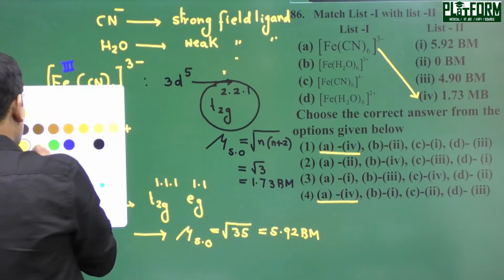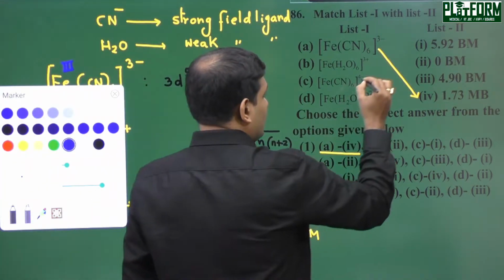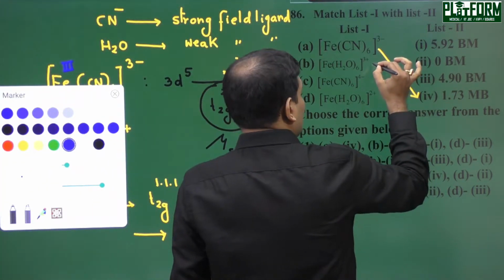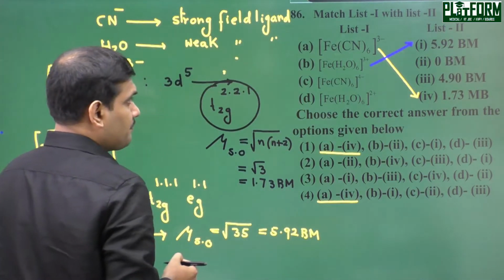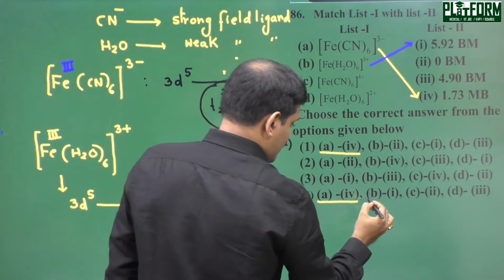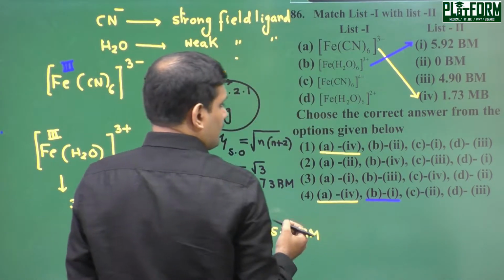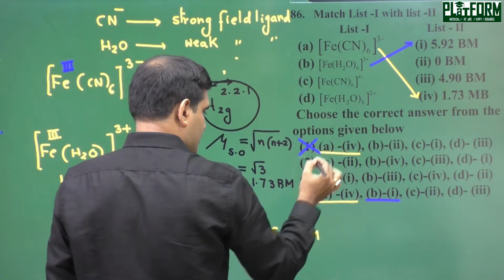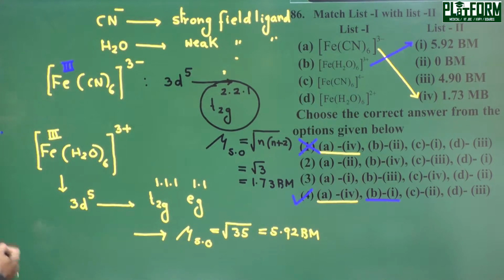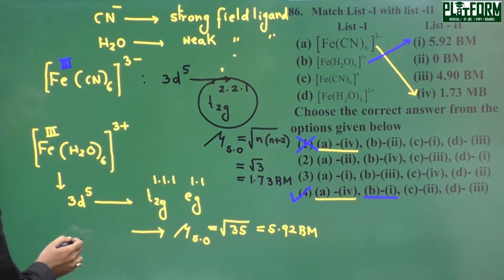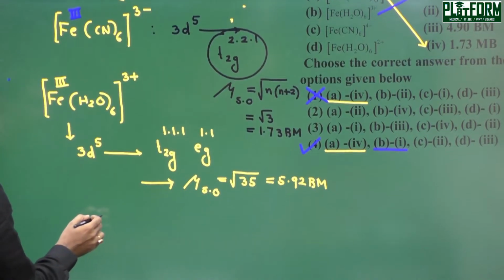So if we go for arranging it, this will have the value 5.92. So this will not be the correct option. We are getting the correct option, definitely it is option 4. Now for further checking, you can go through the options.